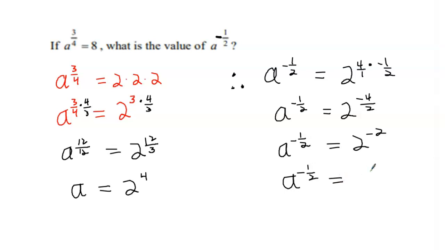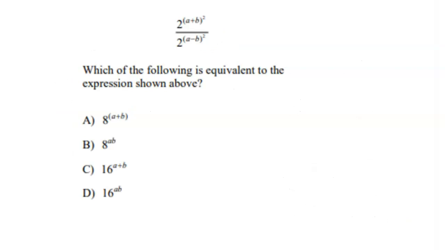We don't want to leave a negative exponent, so it becomes 1 over 2 squared. 2 squared is 4, so that gives us 1/4. So a to the power negative 1 half is equal to 1 over 4, or a quarter. So that's how you follow the process and then you solve it. Let's look at the next one.